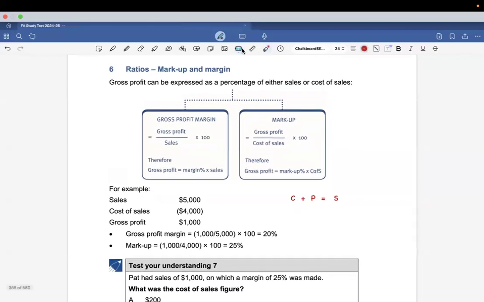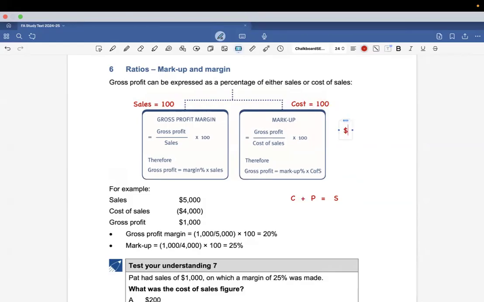Now, the equation remains the same, okay? C plus P equal to S. What changes is S and C. In case of gross profit margin, the whole aim is on sales, so sales becomes 100 here. In case of markup, the whole focus goes on cost, so cost becomes 100 here. The rest of the equation is the same.